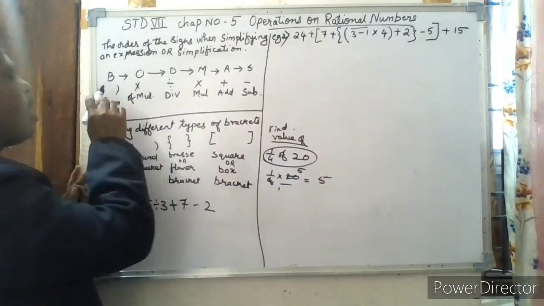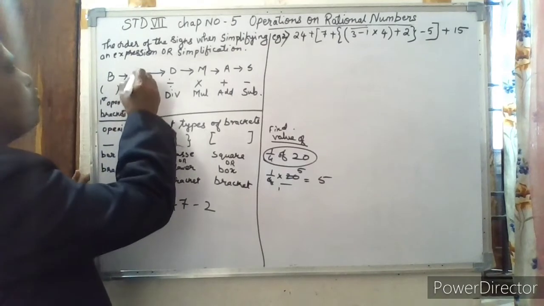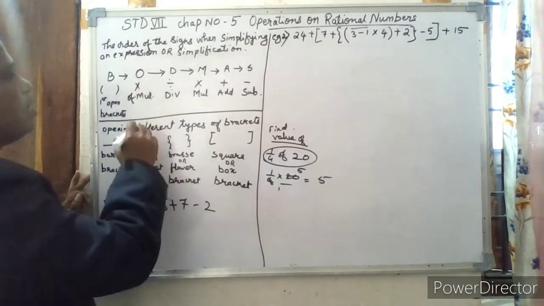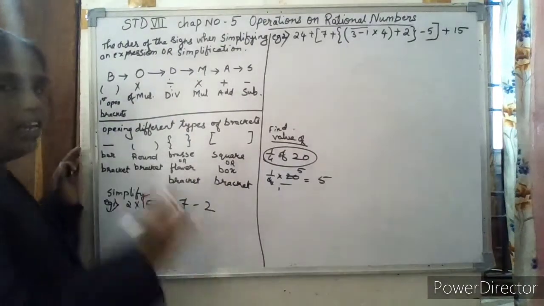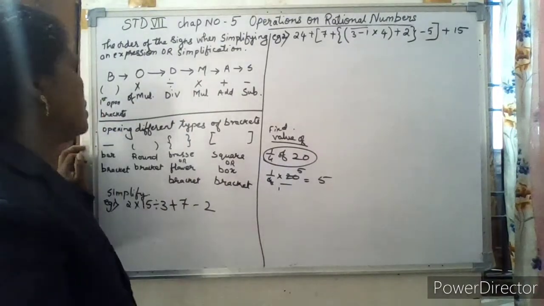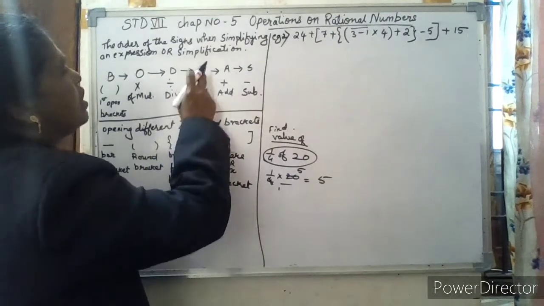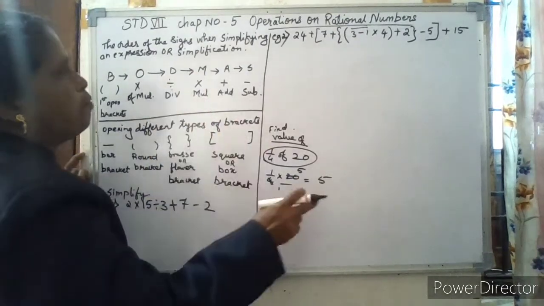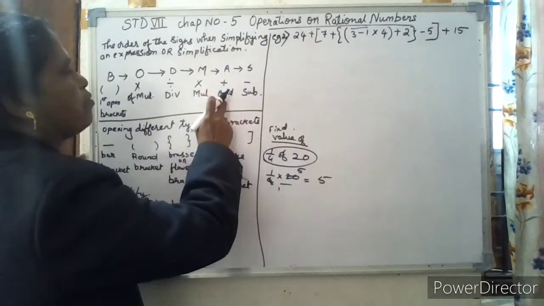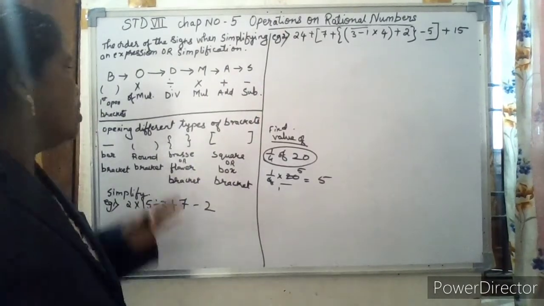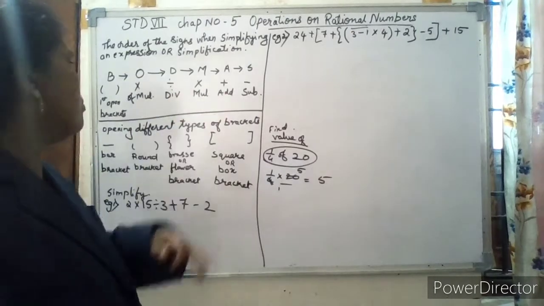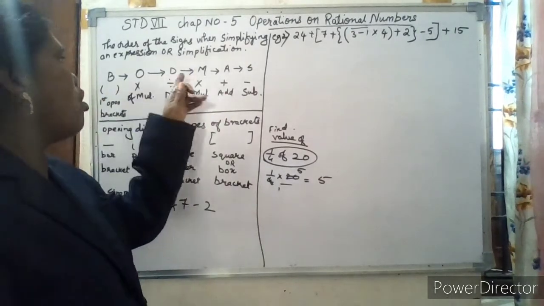So after opening the brackets, we have to do of multiplication. Then our next step is division. If there is any division in this question, then we have to do division. Then the next step is multiplication. Next step comes addition and subtraction, from left to right, whatever comes. This is called as the BODMAS rules.